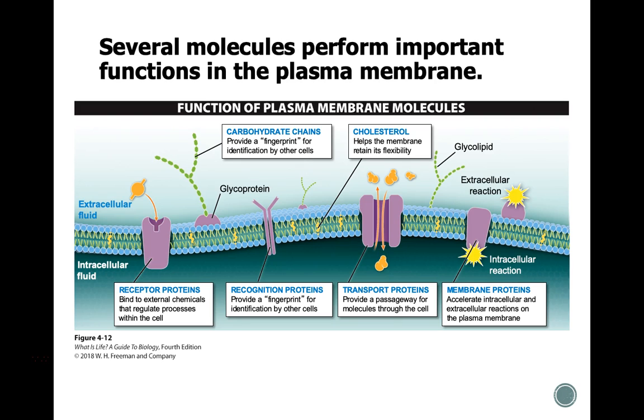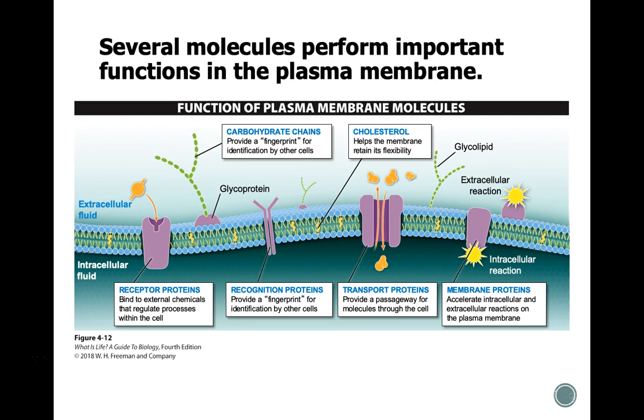Then we've got those recognition proteins, those carbohydrate proteins. They sort of act as a fingerprint for the cells, or as I said on the last page, a beacon that identifies what the cell is. So these recognition proteins give each cell their own unique fingerprint. And this makes it possible for something like the body's immune system to distinguish between a cell that belongs in the body and an invading cell, or something like a virus.